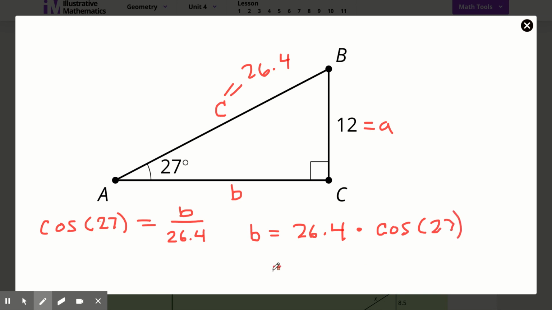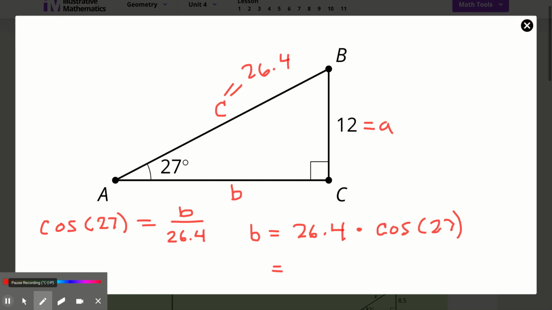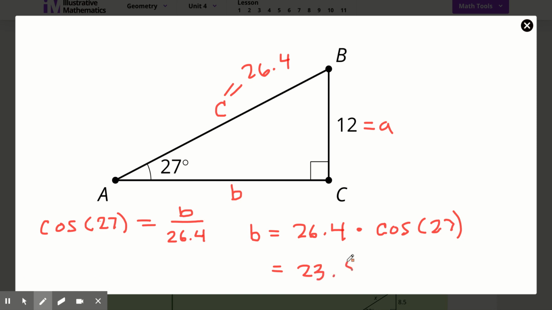After I punch that in my calculator, I realize that my answer is 23.5. So B is equal to 23.5. And I've answered the question.